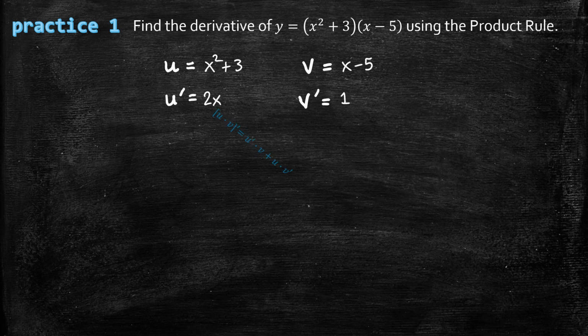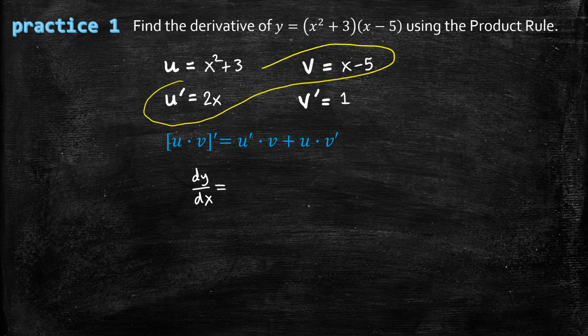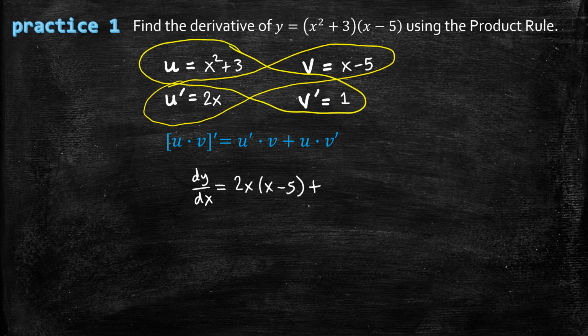And then we call up the product rule, and we realize, okay, so now to use correct notation, we're finding dy by dx. And so we start with u prime v. U prime v is this product. Kind of got a nice diagonal thing going on there. So it's 2x times x minus 5 plus, and uv prime is the other diagonal. So there we have x squared plus 3 times 1.